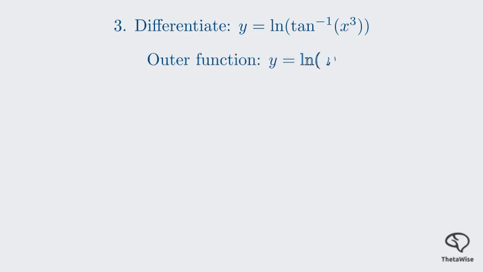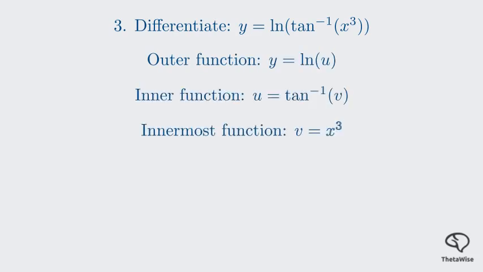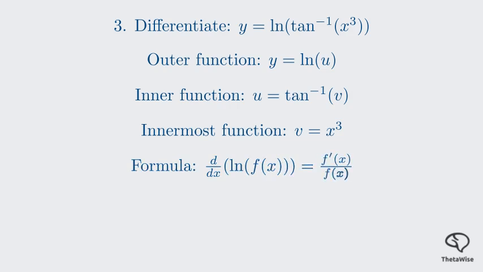Let's tackle number 3. y equals the natural logarithm of tan inverse of x cubed. This problem requires multiple chain rules. It's a composition of three functions: the natural log, tan inverse, and x cubed. The overall function is ln of f(x), where our inner function f(x) is the entire tan inverse of x cubed. The derivative of ln of f(x) is f prime of x over f of x. So we'll need to find the derivative of our inner function, tan inverse of x cubed.